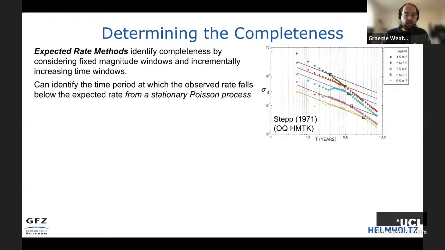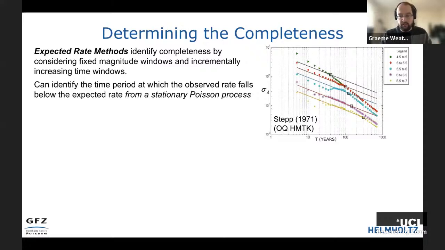So there are two perspectives, or two ways you can approach the problem to make quantitative estimates of when your catalog is complete. Some of the most commonly encountered are methods that I would describe as expected rate methods. What these are really doing is breaking our catalog down into magnitude bins, maybe half a magnitude unit or even less, and making the assumption of a stationary Poisson process to look at the time period above which our observed rate starts to fall below the expected rate that comes from a stationary Poisson process.